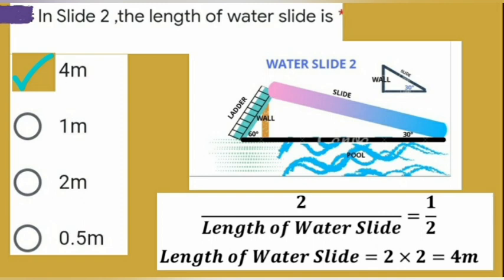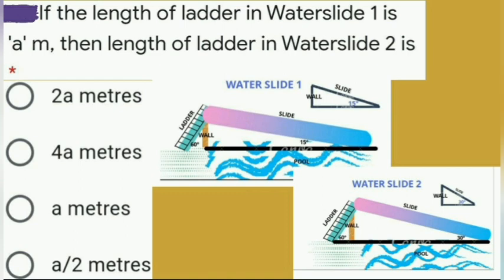Now moving ahead to the last one, it says if the length of the ladder in water slide 1 is A meter, then the length of the ladder in water slide 2 is. So we are considering the next kind of right triangle which is formed between the ladder, wall and the ground level, and in both the cases we can prove these two triangles are congruent, so the ladder length is the same. Congruent, as we know, the height of the wall is the same, one angle being 60 degree, the next being 90 degree. So the two triangles are congruent by AA congruency, and hence the answer is A meters in both the cases.